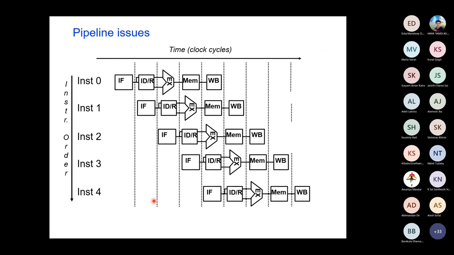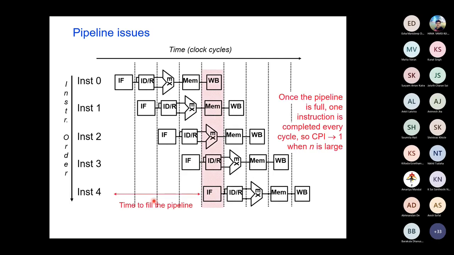Okay, so here let us consider this example. For example, at clock cycle 5, these are my instructions, instruction 0 to instruction 4. In clock cycle 5, you see that this write, where do I write back?